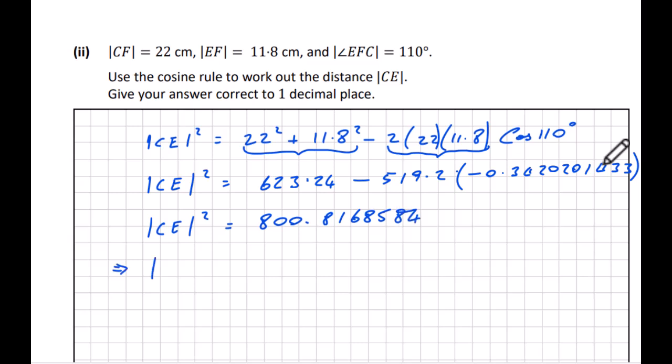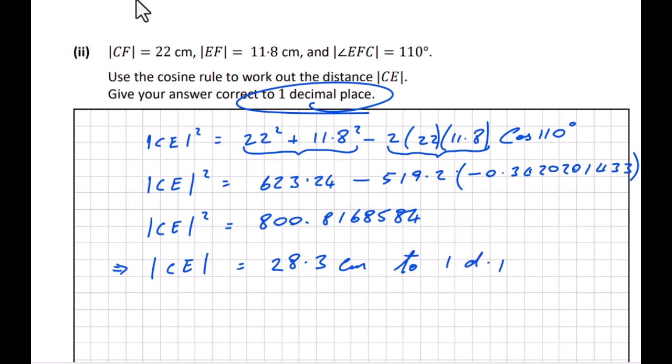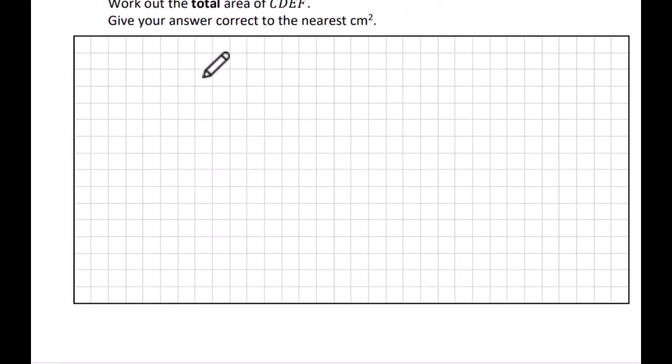Okay, so we've got to find CE then. So this finally gives us CE is equal to the square root. You've got to square root both sides. We've got to do this to one decimal place. So it's going to be 28.3 centimeters. And this is to one decimal place. Okay, so that was part 2. Let's have a go at part 3.